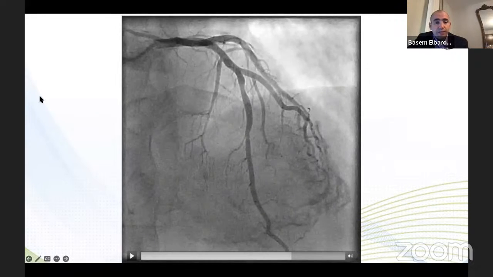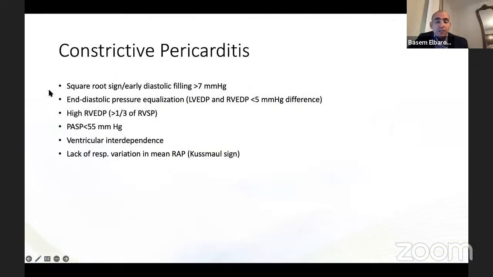So constrictive pericarditis has very interesting, unique hemodynamics. Think about it as the heart is a balloon inside a vase, inside a big rock. During early diastole, it fills up rapidly and then suddenly can't fill anymore because it hits the wall of the vase. So these are the findings that you will see with constrictive pericarditis, and I'll go through them very quickly.